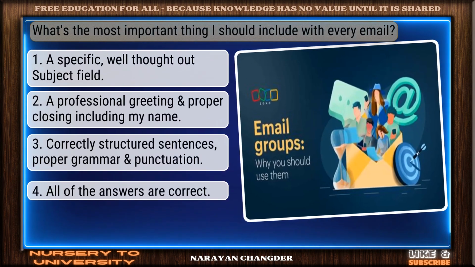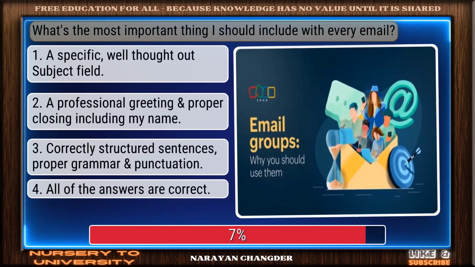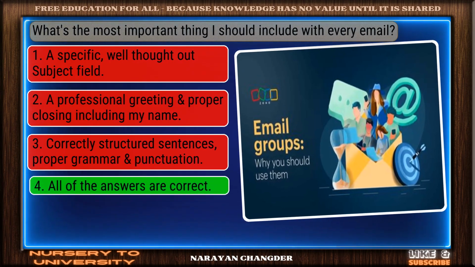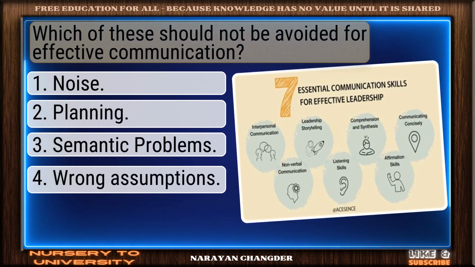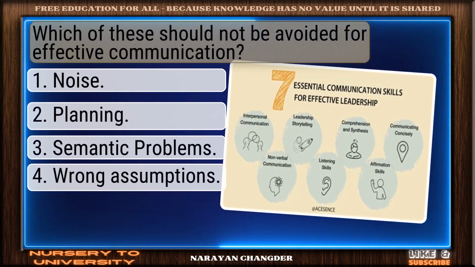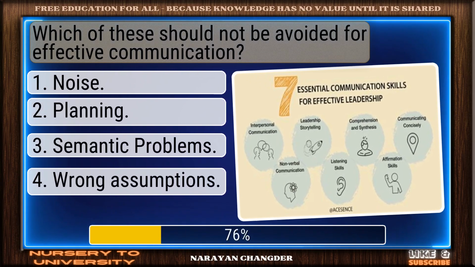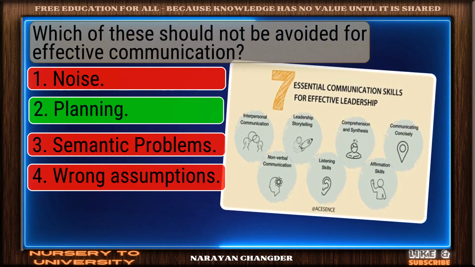Question number 3. What's the most important thing I should include with every email? Smart move. All of the answers are correct is an accurate answer. Question number 4. Which of these should not be avoided for effective communication? Correct. Planning is the right answer.